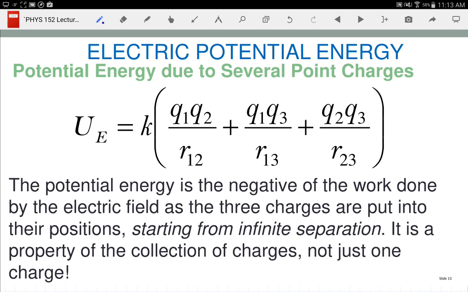And what does this energy belong to? The entire assembly. We don't say, oh, this charge has this much potential energy, and this one has this much, and this one has this much. And we don't split it up 3 ways either. We just say the assemblage has that much potential energy.